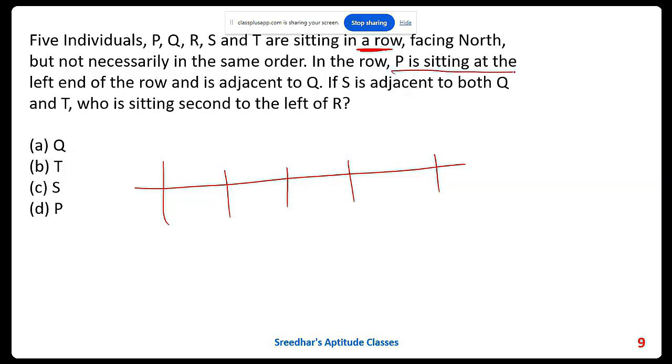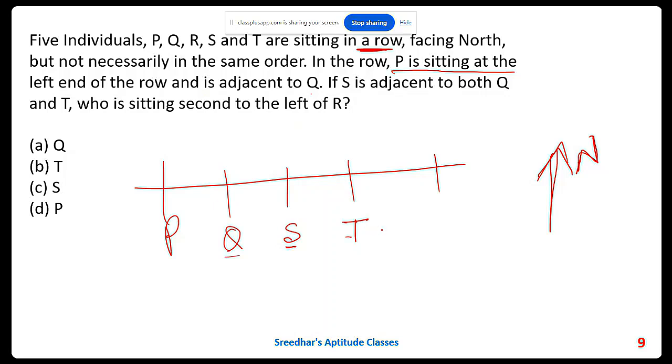P is sitting at the left end of the row. So here, by the way, they're all facing north, right? As they're all facing north, P is the left end of the row and is adjacent to Q. So Q must be here. Next, S is adjacent to both Q and T. If S has to be adjacent to both Q and T, then T is here, S is here, then only S is adjacent to both Q and T.